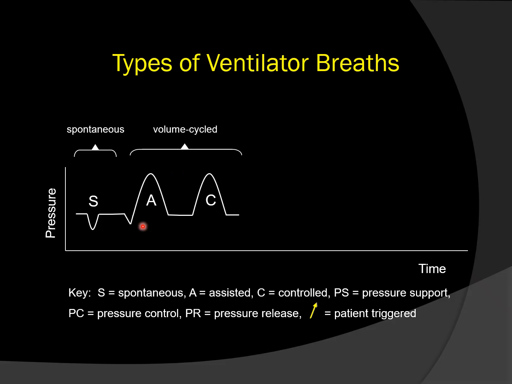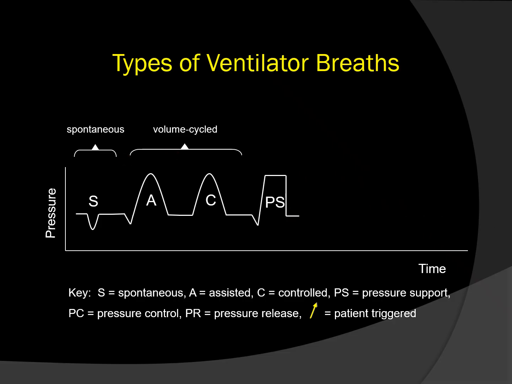So these breaths are volume cycled. What I mean by volume cycled is in an assisted and a controlled breath here, we're picking a volume that needs to be delivered, and what we're not picking is how much pressure. One patient could require a low pressure, and another patient that has really bad lung disease might require a higher pressure up here.